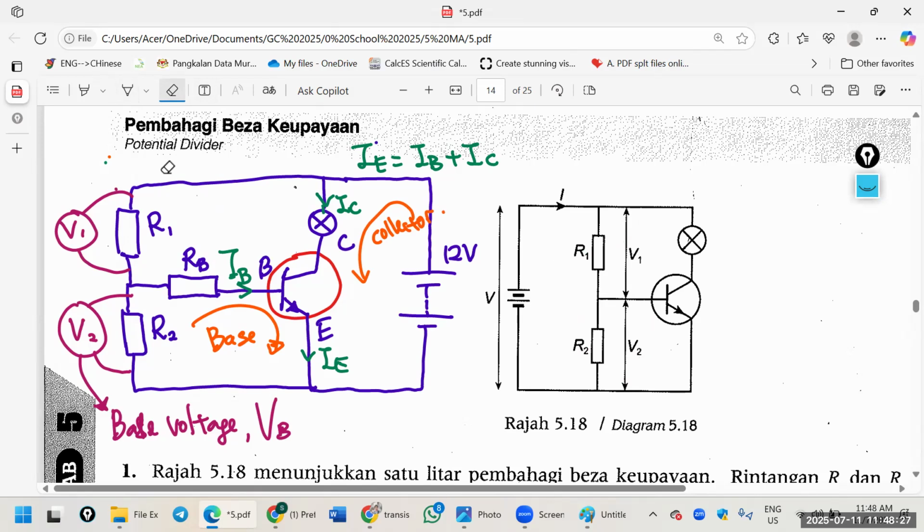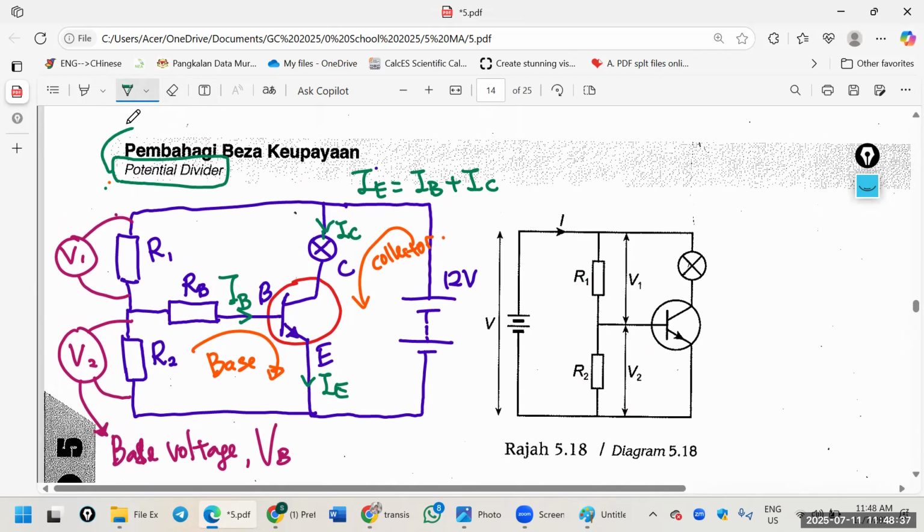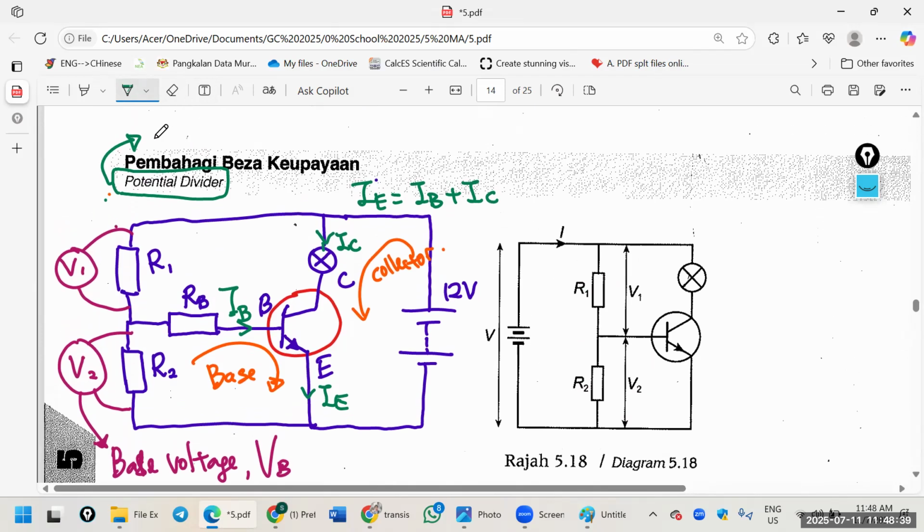So now, what happened next? What is the meaning of potential divider? Potential here actually means potential difference. What is potential difference?